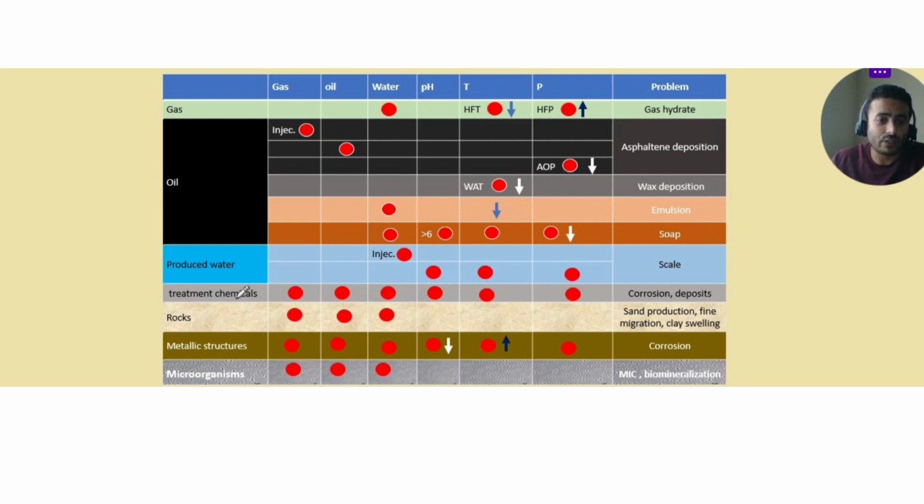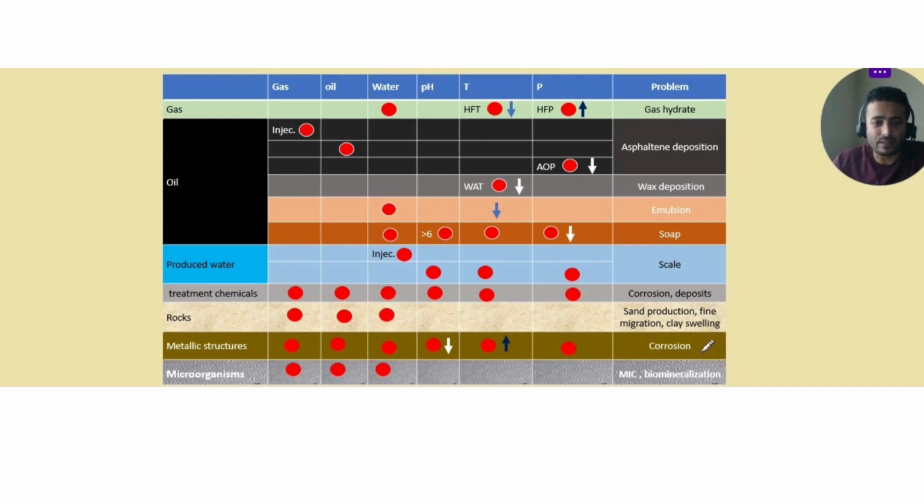And then moving to the treatment chemicals, these can do magic in your system, but if they're not compatible, they will interact with the different fluid phases and the metallic structures under the changing pressure, temperature, and pH to cause corrosion and deposits issues. The reservoir rocks will interact with the fluid phases, with the changing fluid hydrodynamics to cause sand production, fines migration, clay swelling, formation damage, and of course other production challenges.